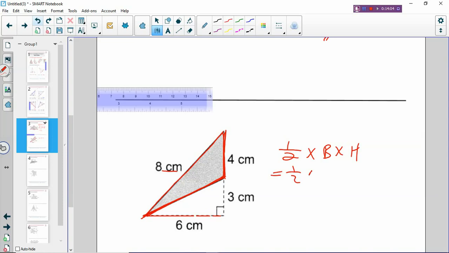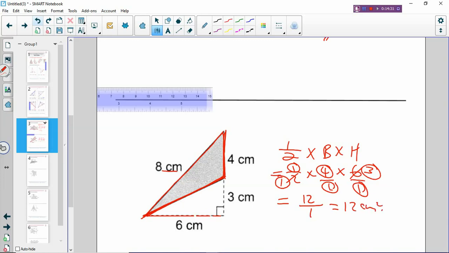So half times base times height, half times 4 times 6. And in the exam, you don't want to do 6 times 4, 24, divide by 2. Try to cancel to make the number smaller. So 6 divided by 2, you get 3. And the numbers you never cancel, you circle them. So 1 times 4 times 3, you will get 12. Then 1 times 1 times 1, you get 1. So what's the area of the shaded triangle? That will be 12 cm square.